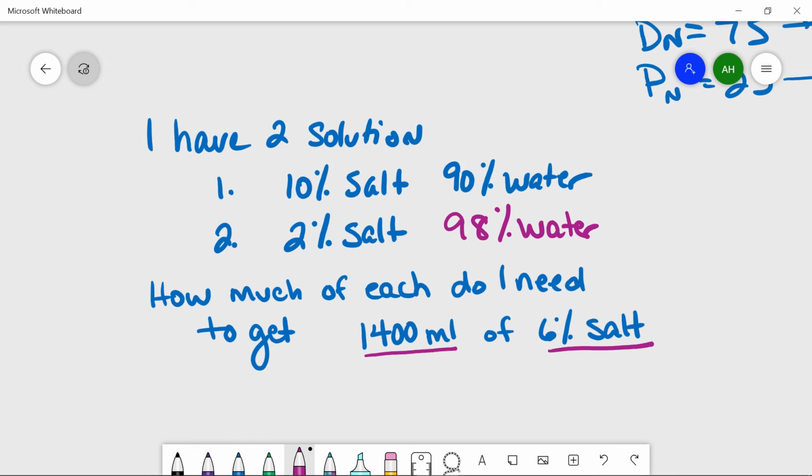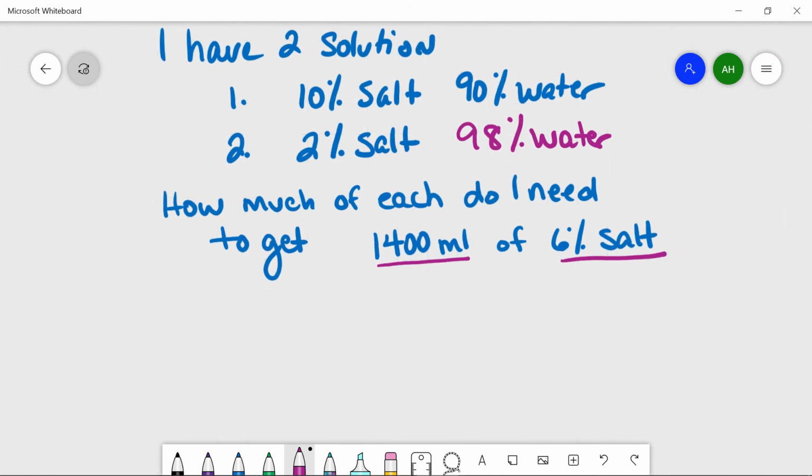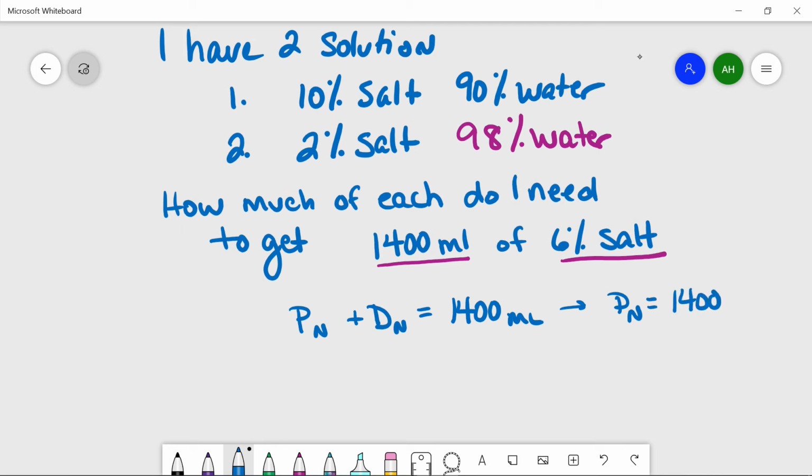salt. Okay, so again, we're going to go back to the idea that I am going to pour some amount, and I'm going to dump some amount, and I'm going to end up with 1,400 milliliters total when I get done pouring and dumping. And therefore, from this, I can say that the amount poured is going to equal 1,400 minus the amount dumped.